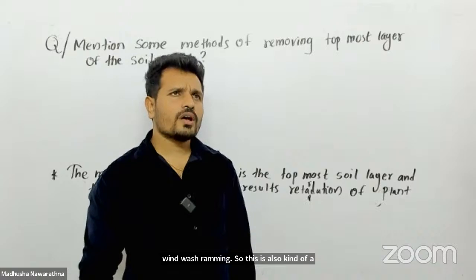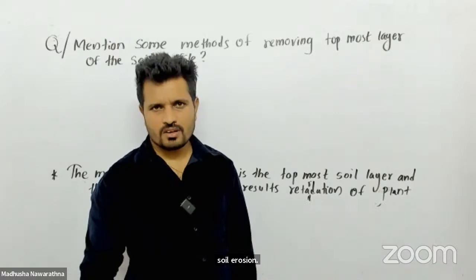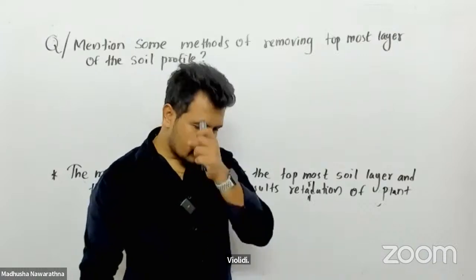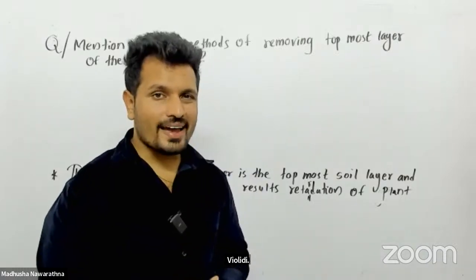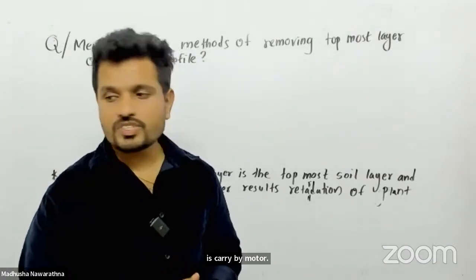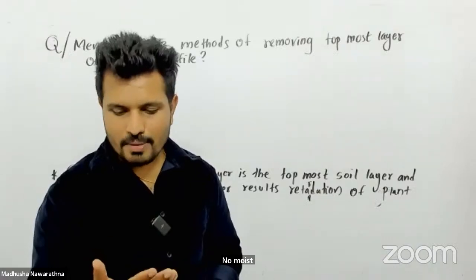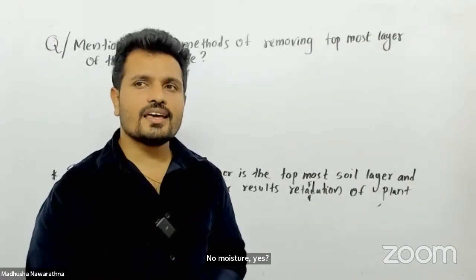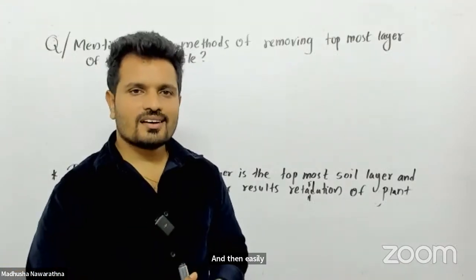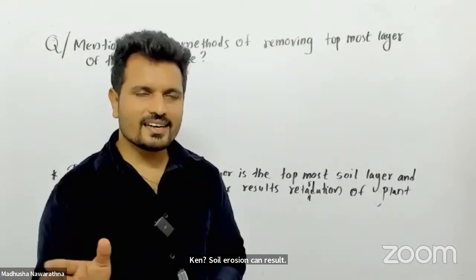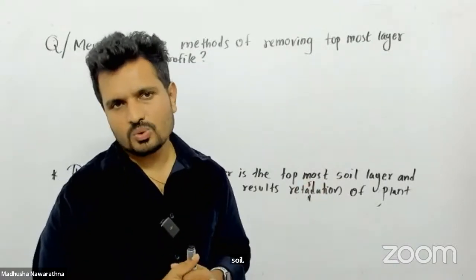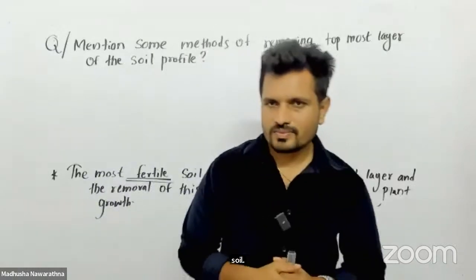And also, in dry seasons, right? What will happen to the soil? Yes, it's dry, no moisture, carried by wind. What will happen if the moisture is gone, son? Its weight decreases, and then soil erosion can easily result. The soil in the topmost layer moves with the wind. It moves with the wind.